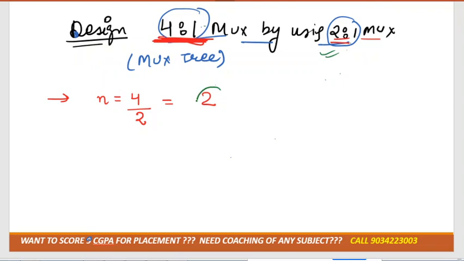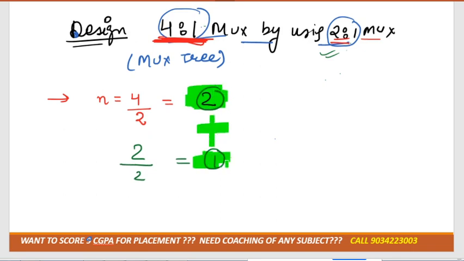Now the answer is 2. Again divide 2 by 2, that is equal to 1. So we got the 1. Now the question is how many mux we need to use? We can use 3 mux: 2 mux and 1 mux separately. Got it? I'll give you another example.